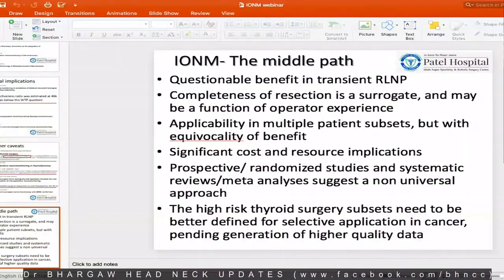This concludes the two recent advances that we wanted to cover, Bhargav. And I think the bottom line, of course, would be to select the indicated subsets of patients for application of remote access surgery, as well as the patients that you want to do nerve monitoring on.